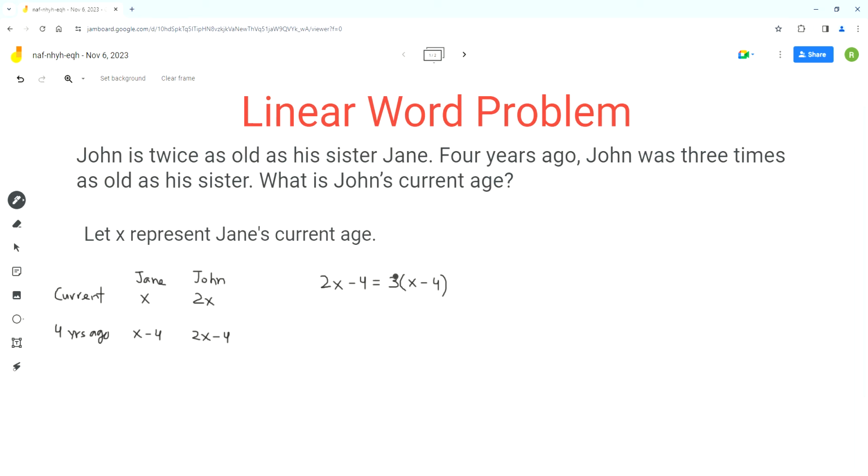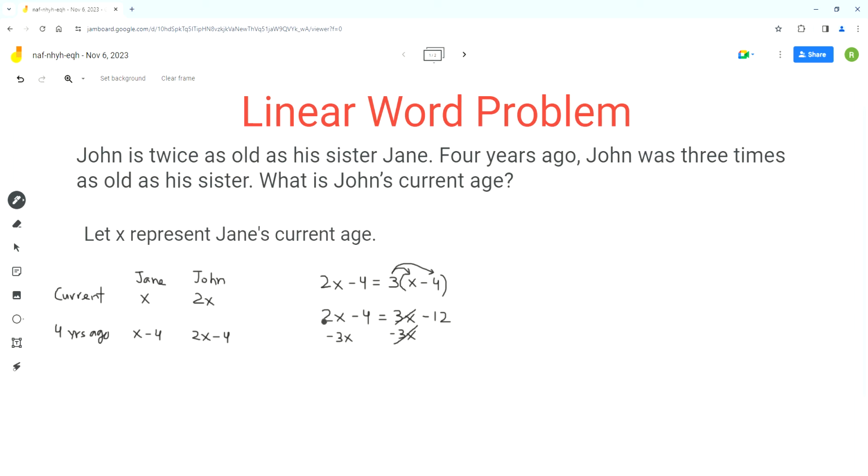So the first step is to distribute the 3 into the parentheses. So we get 2x minus 4 equals 3x minus 12. Now we can gather like terms. So we can move all x terms to the left side of the equation. So for that we can subtract 3x on both sides. So that way the 3x's on the right side cancel each other out.